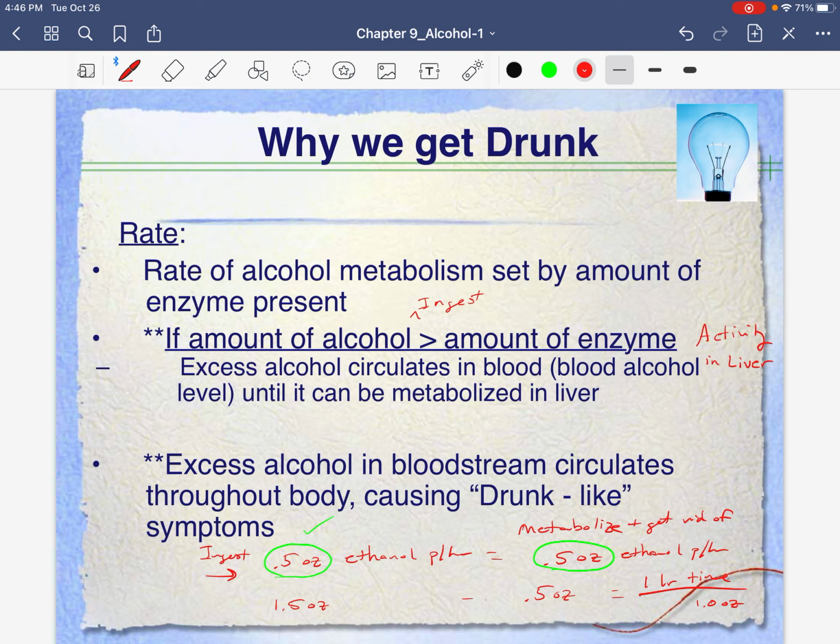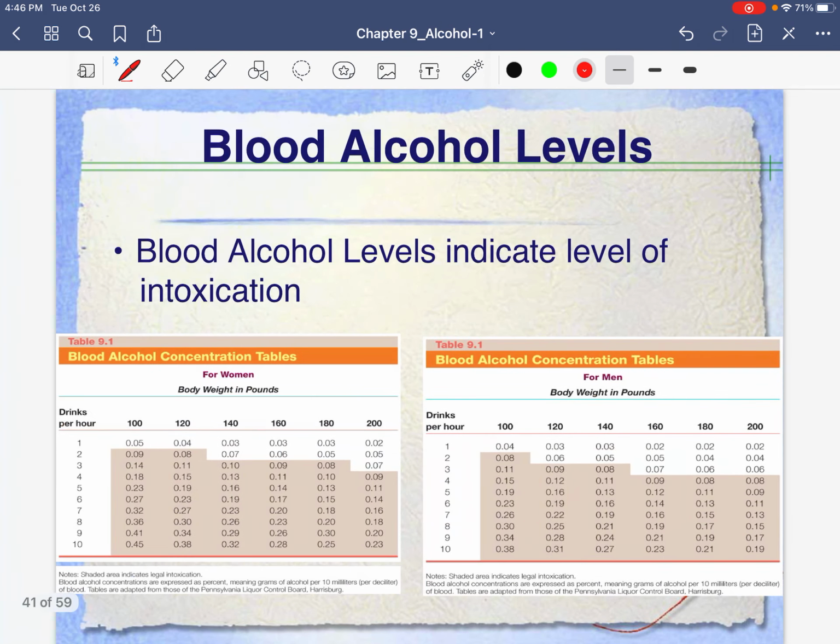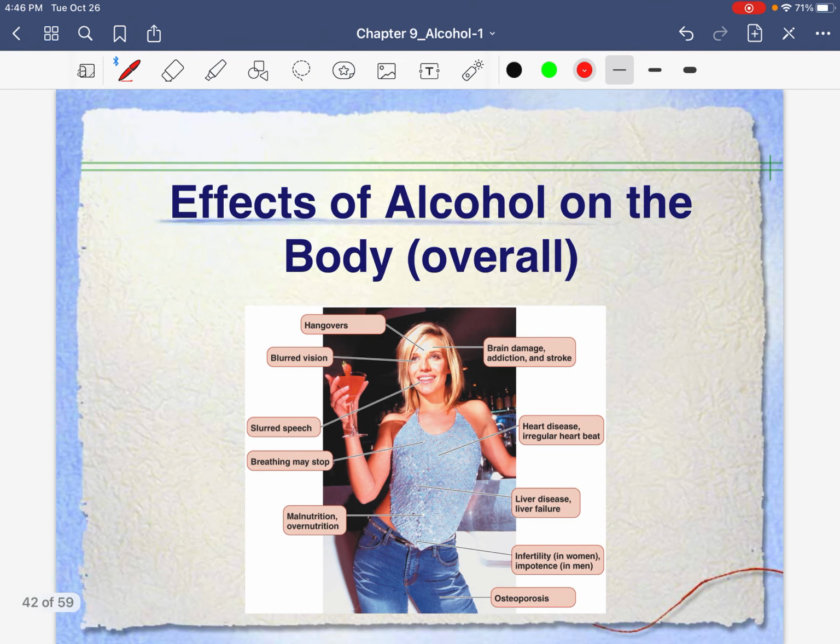So if you bring in any more than 0.5 ounces, now of course we all weigh different amounts, so a bigger person who has more mass can handle a little bit more, but this is a guideline, okay? And of course, that is the blood alcohol that we talk about. These are drinks per hour at the 1 serving size, and how it affects different weight individuals. I'm not going to ask you these tables, but they're there for your information.